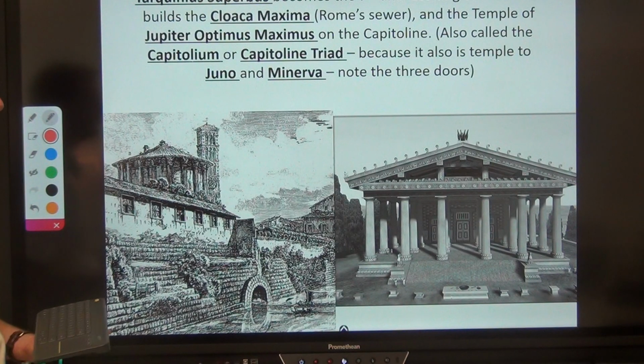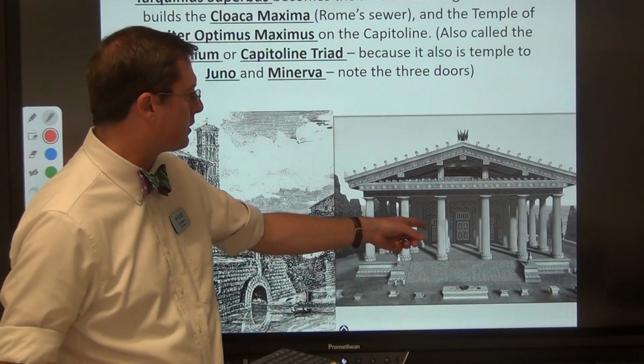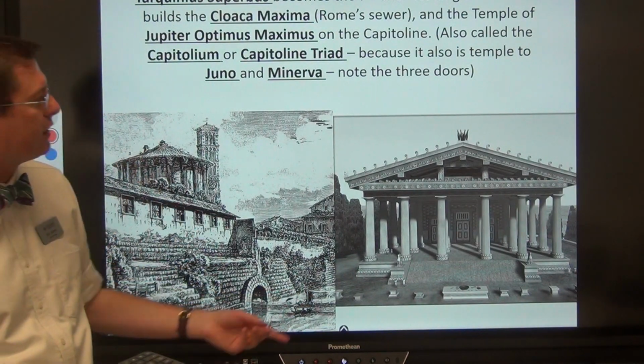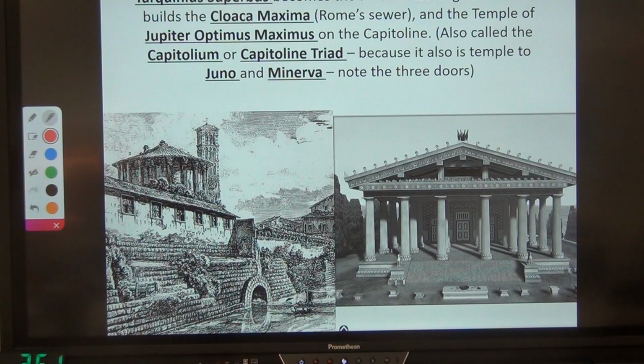That is because when you look at it, it has 3 doors. The middle door is going to be that to Jupiter, one of the doors is going to be that of his wife, of course, Juno, and then the 3rd door is going to be that of Jupiter's daughter, Minerva, as it were. It will be the greatest temple that the Romans are going to have.